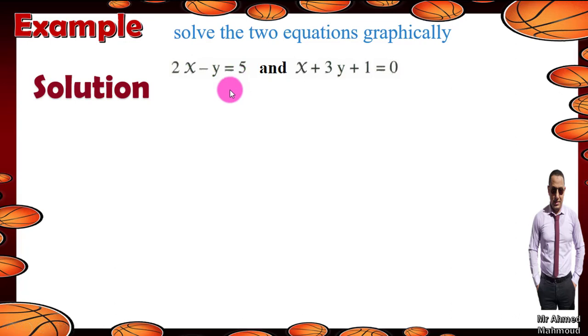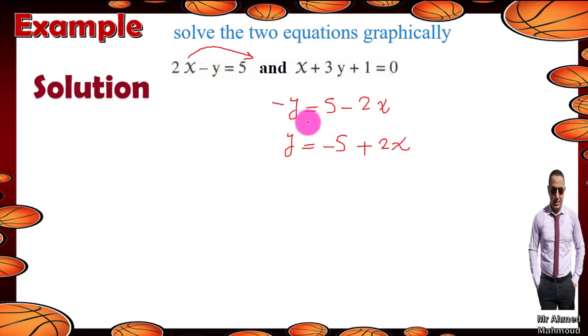The easiest way to represent this equation by a straight line is to make y in terms of x or x in terms of y. Now it's easy to make y in terms of x like this. How come? I'm going to send 2x to the right side, so it will be negative y equal 5 minus 2x, and then I need y, so I'm going to change the sign. It will be positive y equal negative 5 plus 2x.